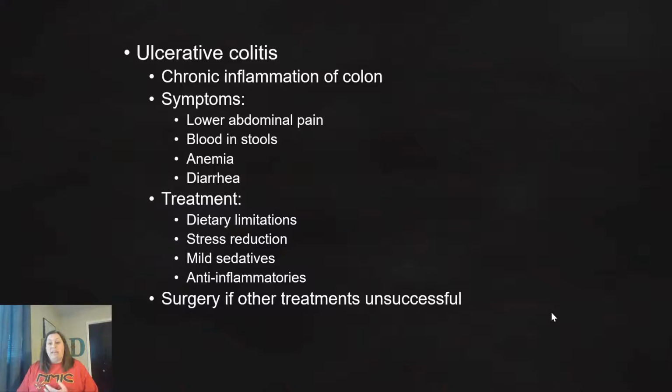Treatment. Dietary limitations may need to be put into place. Certain foods could aggravate this and cause more inflammation. Stress reduction. Mild sedatives may need to be given, and also anti-inflammatories. Now, if none of these above treatments are actually working, surgery is going to have to be done. So they want to use these more non-invasive treatments first, but again, if they're not able to be successful with that, surgery will be the treatment that will follow.